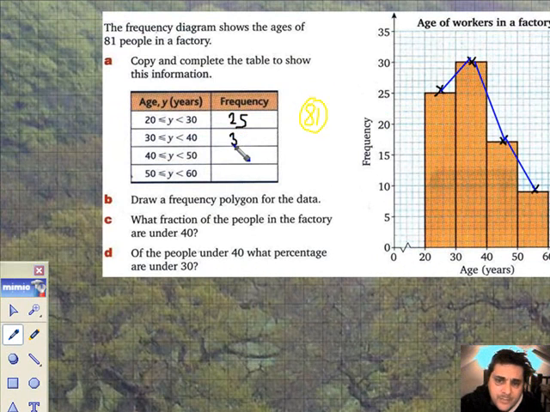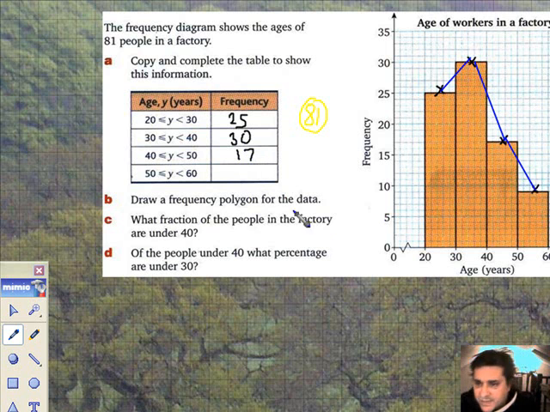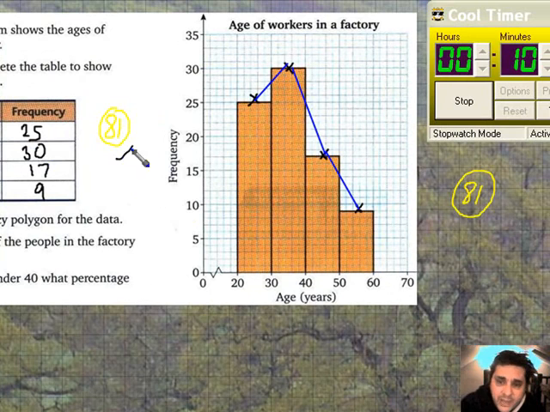The second one is 30, I know I mentioned these before when I did the frequency polygon. 40 to 50 bar goes up to 17, and 50 to 60 is 9. With a bit of luck, that should add up to 81: 50, 60, 69, 76 plus 5, 81. So I've got that completely correct. Tick for you and a tick for you.